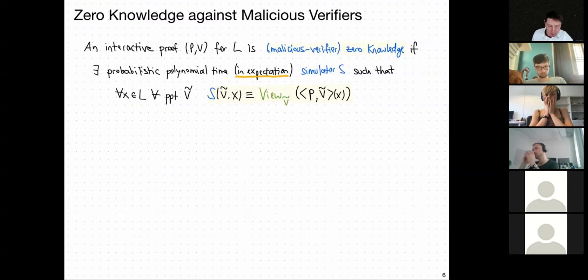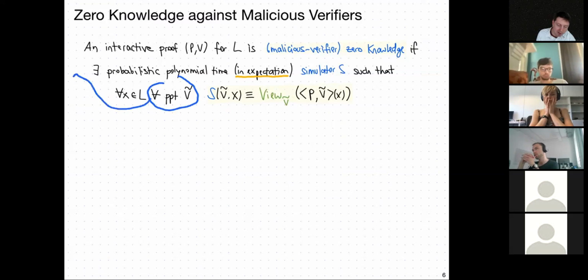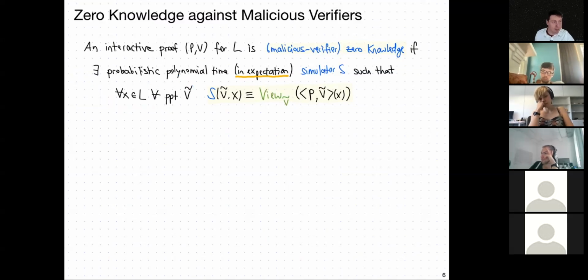Another question has to do with the quantification. Another reasonable, weaker notion would have been to say, for every verifier, there is a simulator that simulates things for every x in L. That is also a meaningful notion you can consider. It's just that most of the time, we can actually achieve the stronger notion where you have one simulator that works for every verifier. So these are all variations you might see in the literature.